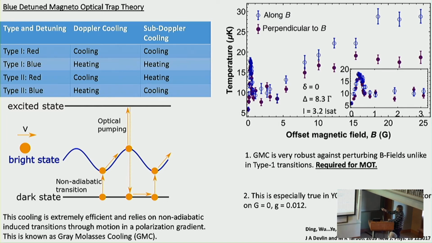So here is some data from our PRX paper, and I just want to show that up to offset fields of 25 Gauss, we remain 3 times below the Doppler limit in YO. So YO is completely amenable to this type of cooling and to trying this blue-detuned MOT, okay?